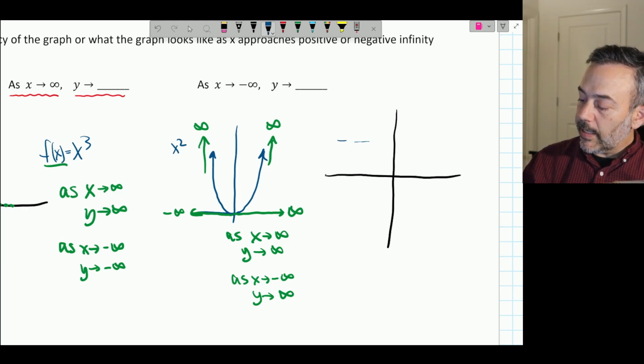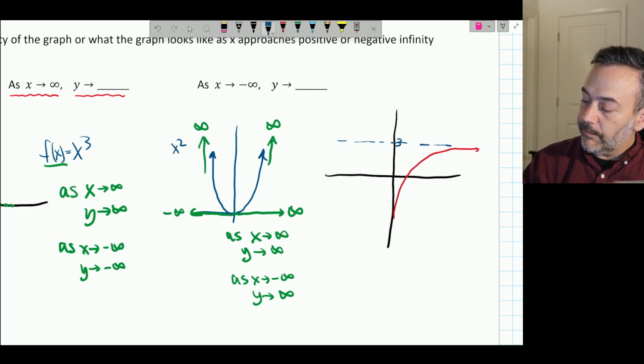Remember the horizontal asymptotes we saw earlier? Remember if this was y equals 3? You may have a function that comes up and gets closer and closer to the value 3. So as we plug in x getting bigger, the graph is getting closer and closer to 3.